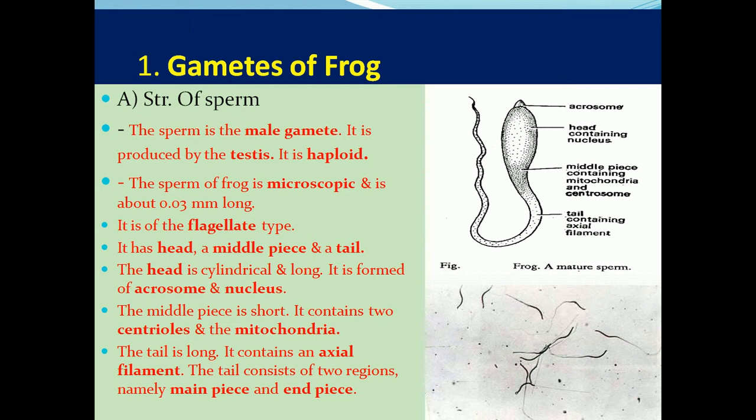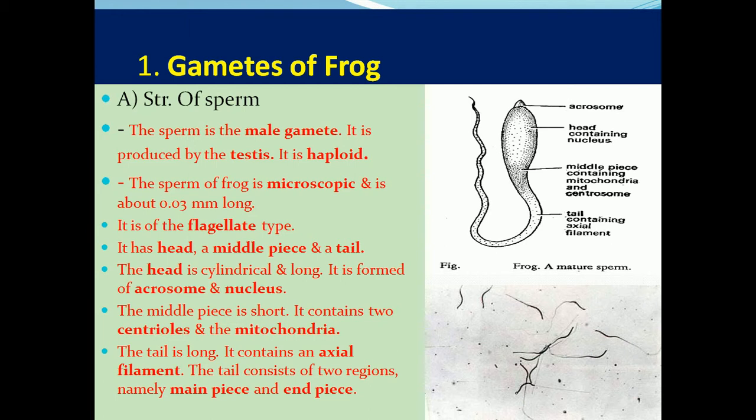The sperm is the male gamete and it is produced by the testes. It is haploid. We all know what is meant by haploid: it contains only half the number of chromosomes. As the gametes are haploid, when two haploid gametes fuse together, a diploid zygote is formed. That's why the gametes are always haploid.